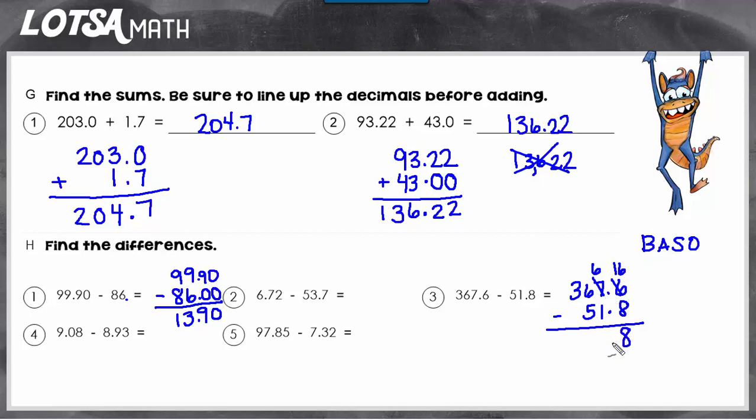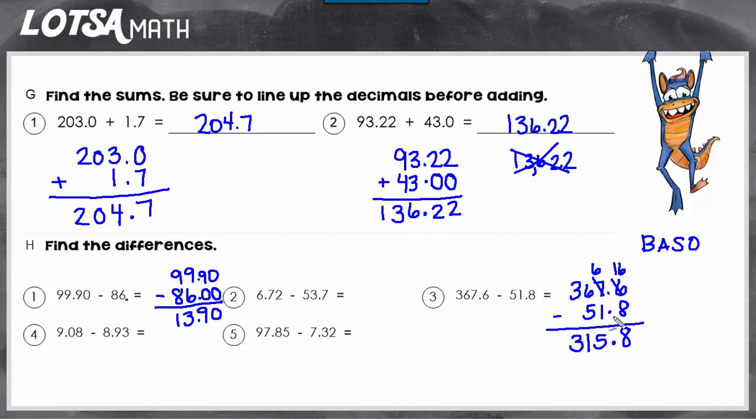And then we're at the decimal, so we're going to go ahead and write the decimal. And now we're in the ones place. So we have 6 minus 1, we can do that. And we have 6 minus 5, we can do that. And we have 3 minus nothing, we can do that. So our answer would be 315 and 8/10.